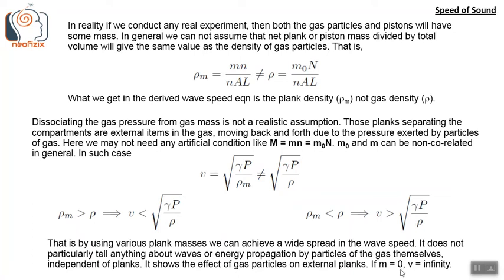So basically, if the Planck masses are 0, if m equals 0, this v becomes infinity. Because if the Plancks are very thin and very low mass in this gas, then we can get a very high signal propagation velocity in this system. So basically, by using various Planck masses, we can achieve a wide spread in the wave speed or the signal propagation speed.